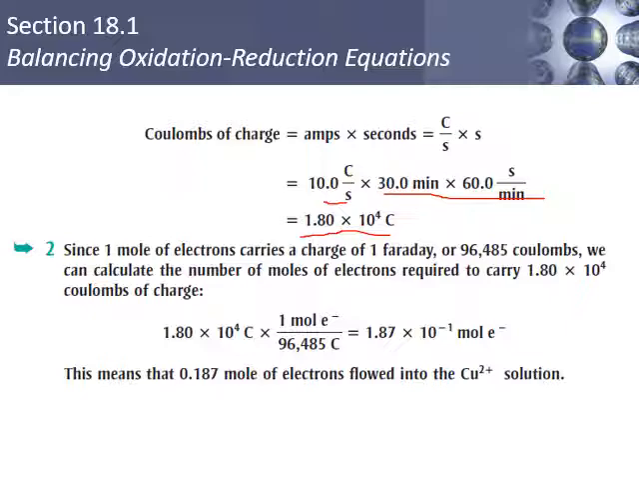To get that, we have to first of all know the number of moles of electrons. So divide the 1.8 times 10 to the 4th coulombs by 96,485 coulombs per mole, and the units will switch around, and you'll end up with an answer in moles of electrons. And it would be 1.87 times 10 to the minus 1st moles of electrons.